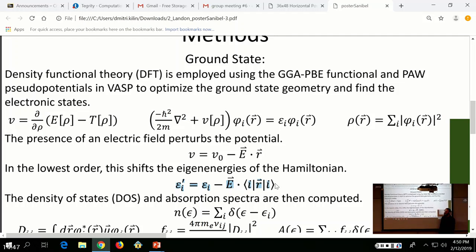We keep the scalar product, but we intentionally orient the electric field along the z-axis so that the vector consists only of its z projection. So you just end up with the magnitude of this times the z position of your orbital. So z projection of the field times z projection of the dipole. Yes.